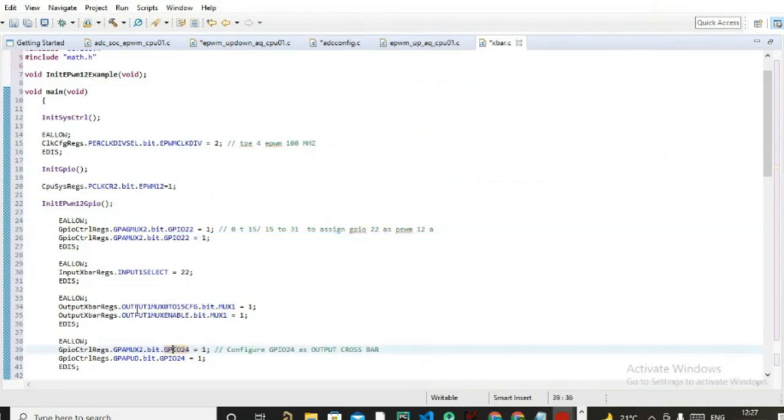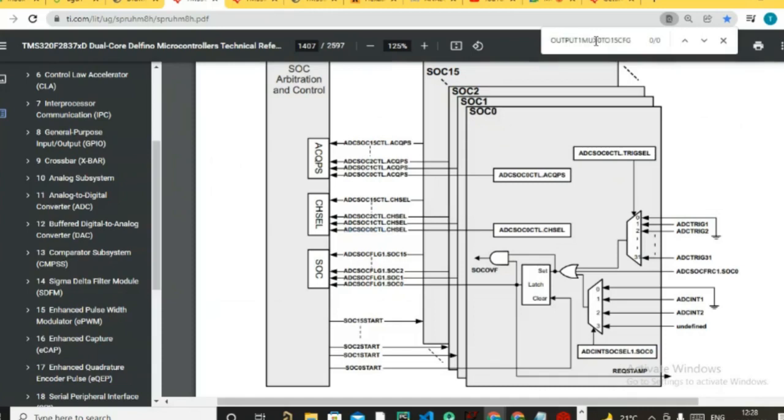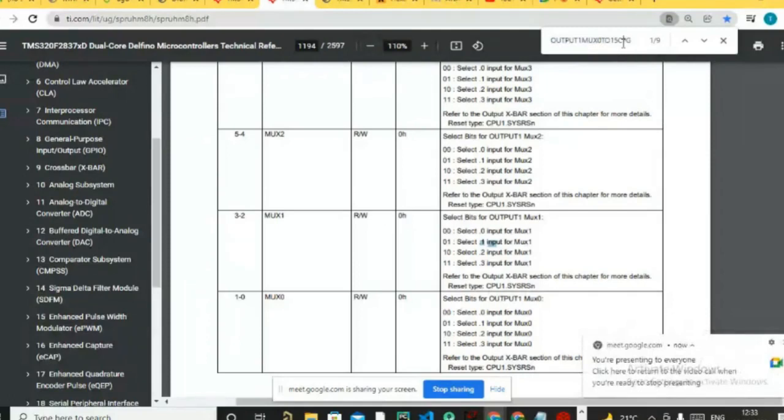Now how do I enable the output crossbar? I'm enabling it with the help of this register, output 1 mux 0 to 15 configuration. Mux 1 I'm selecting to be 1. If you go into the technical reference manual and see this register, I was saying, if you see this register output 1, now is it visible? Yes, Tushar. Okay, so you can see output 1 mux 0 to 15.